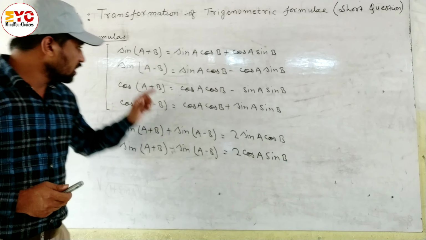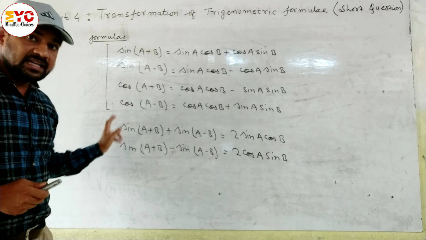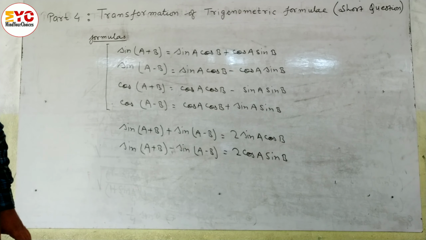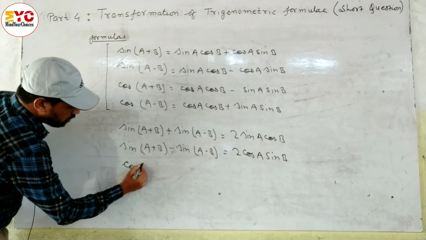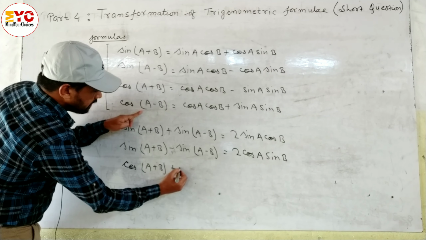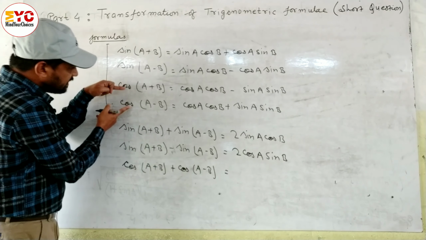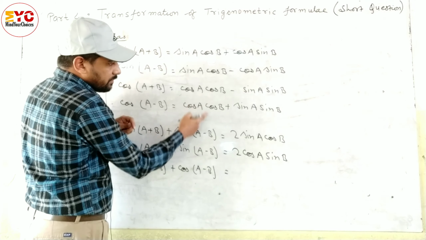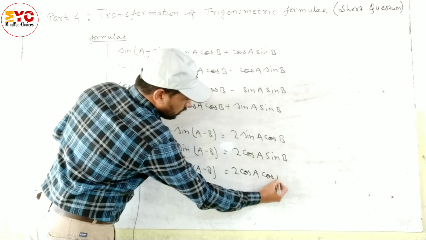Similarly, we have to find out cos A plus B plus cos A minus B, and again cos A plus B minus cos A minus B. Both we have to find out, in plus also, in minus also. So add these two. When you add, cos A plus B plus cos A minus B. This cancels, remaining this 2. We get 2 cos A cos B.